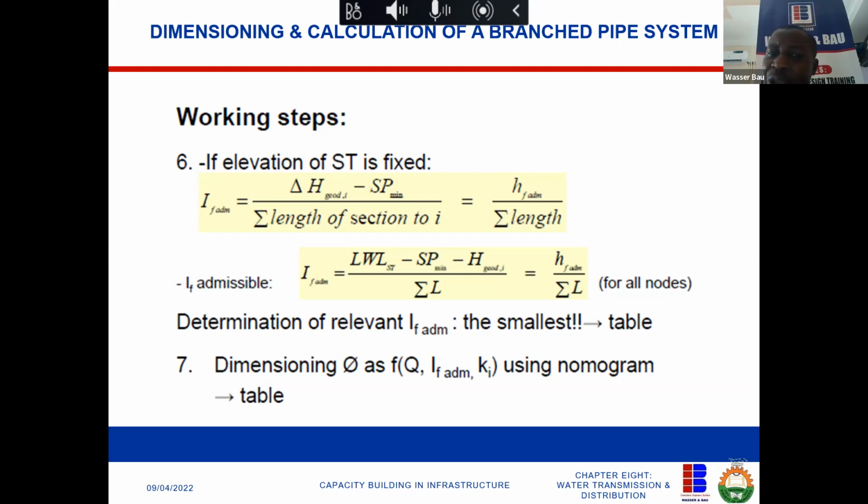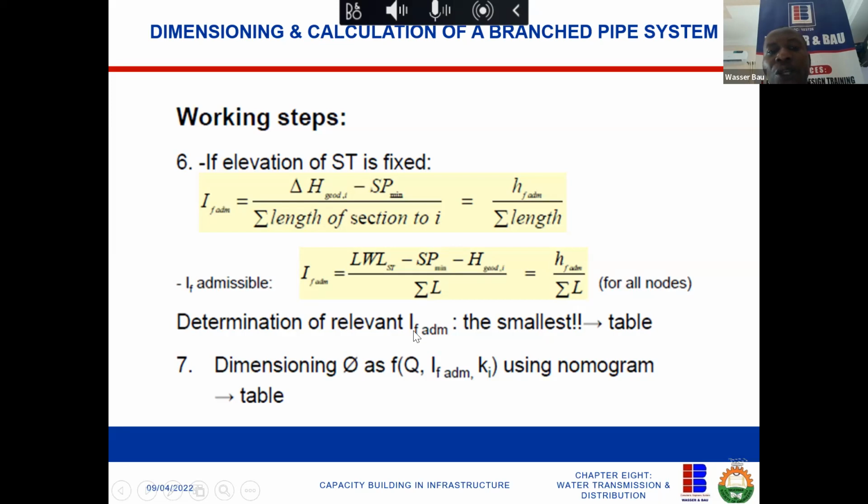Okay? Remember, even your tank, you should observe freeboard. So 70% of the tank or 60% of the tank is enough to use as minimum, or 20% of the tank. Then minus service pressure. Then minus the height of the building. That will now give you the total losses. Then with I, you now dimension your Q as a function of discharge, slope, and K. K can be 0.1, 0.5 based on the pipe material.